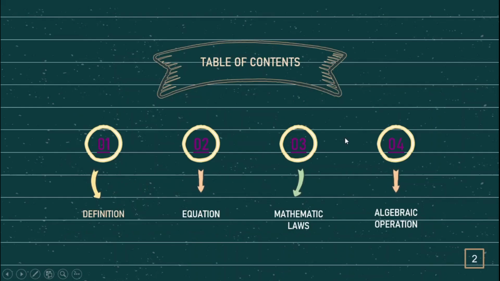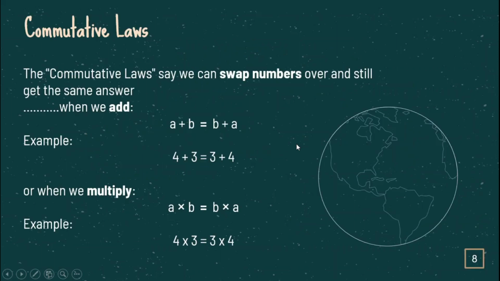The third content is mathematics law. The first law is the commutative laws. The commutative laws say we can swap numbers over and still get the same answer. This is the formula when we add with commutative laws: a plus b equals b plus a. This is the example: 4 plus 3 equals 3 plus 4.